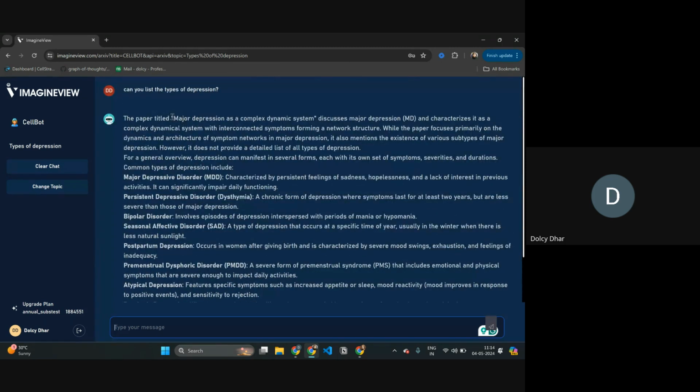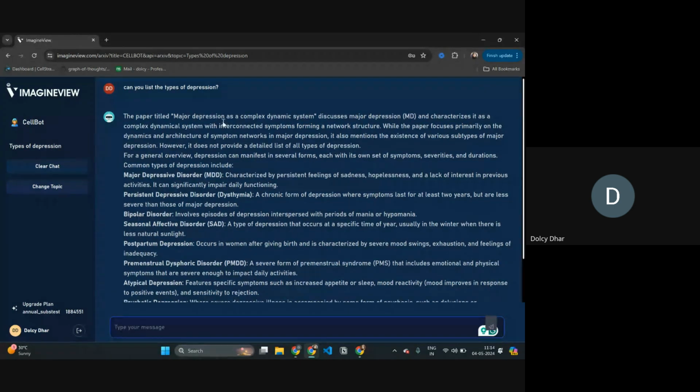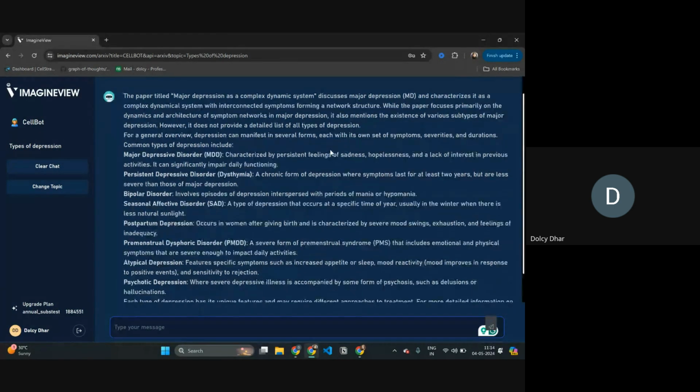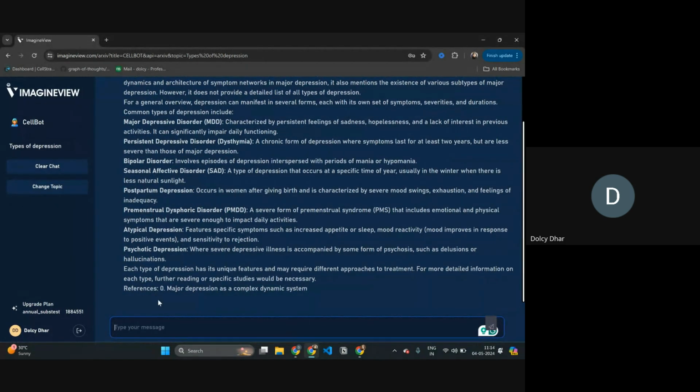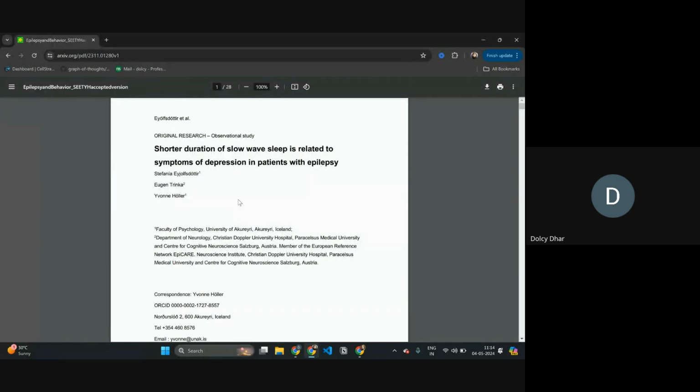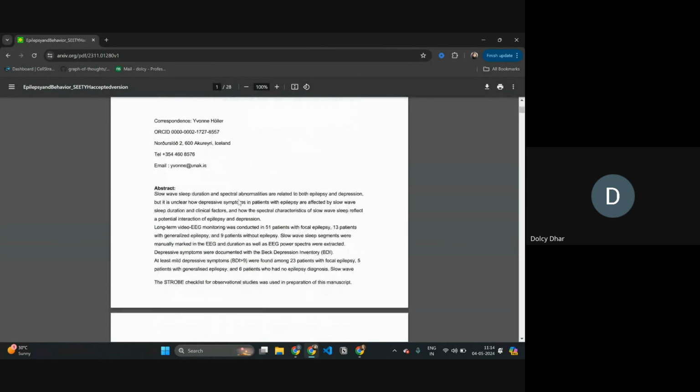As you can see, it pulls the relevant paper from archive. It has used that paper as a basis of the answer, and it gives you the common types of depression, and also gives you a reference in the end. This reference is clickable actually, and you can go to that page of archive directly for now.